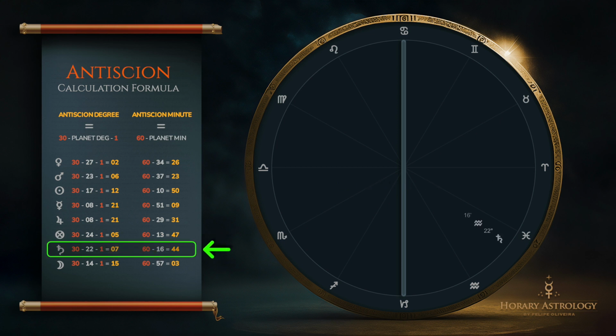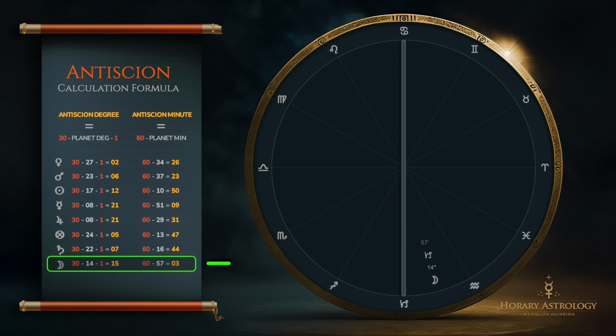Saturn is at 22 degrees and 16 minutes of Aquarius. Its Antiscion will be at 30 minus 22 minus 1 equals 7, and 60 minus 16 equals 44. Saturn's Antiscion is at 7 degrees, 44 minutes of Scorpio.